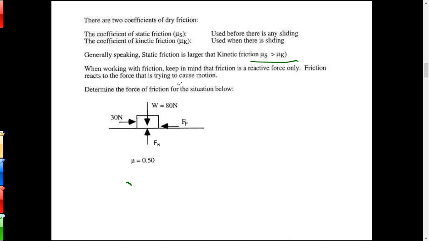So in this case here, why don't you find the friction? What's the friction acting on this box? Let's take a minute and do that.